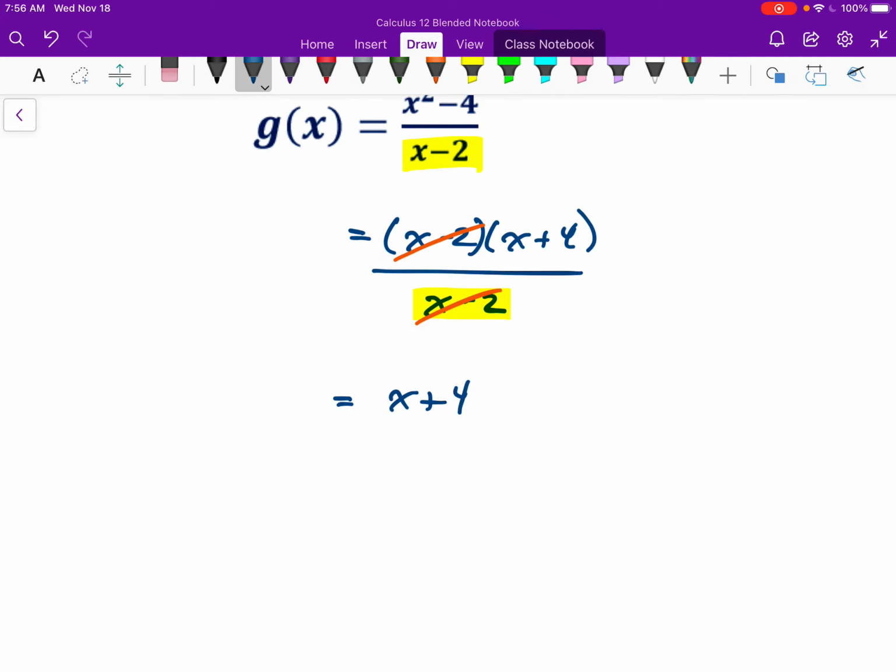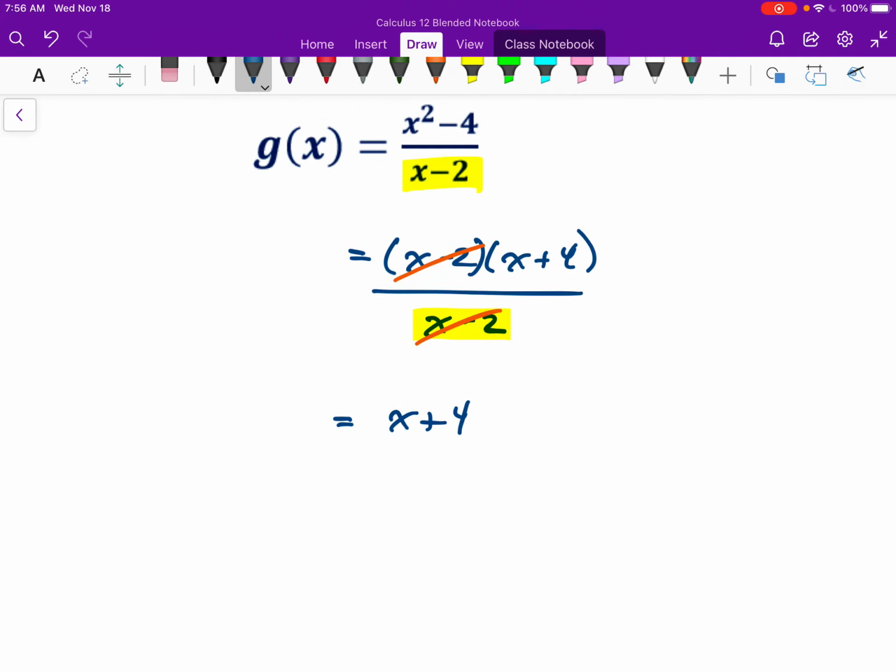However, we can't deny the fact that if I look at function g, the equation I gave you, I don't care what it's simplified to. If x is 2, I'm dividing by 0, and division by 0 is undefined. So when I get to this point where I've simplified it down to x plus 4, I still have to realize that x can still not equal 2.